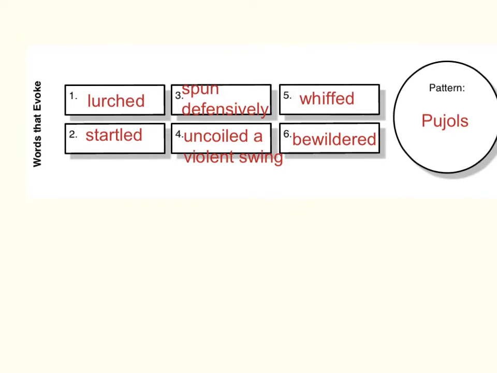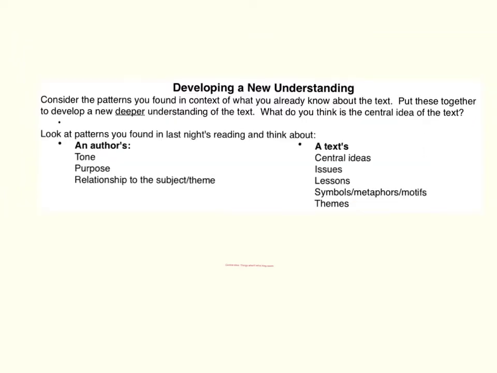When I look back at my words that evoke emotion, I found these 6 words fit a pattern. The pattern I titled Pujols because each of these words describe his emotions when he was up to bat while Jenny Finch was pitching. He was lurched, startled, spun defensively, uncoiled in a violent swing, whiffed, and bewildered. Now that we have a pattern to look at, we can develop a new understanding.